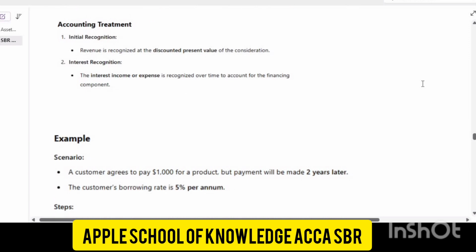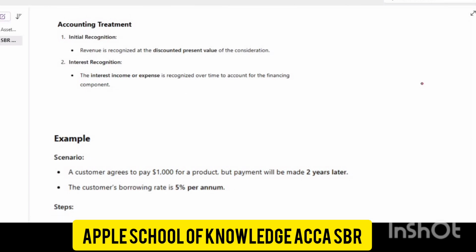Okay, initial recognition will be, revenue is recognized at the discounted present value. So definitely that will be the discounted present value. The consideration should be discounted to present value, and the discounting factor which we use will be the borrowing rate. Now interest recognition, interest income or expense is recognized over time as an accrual of the financing component. Okay.